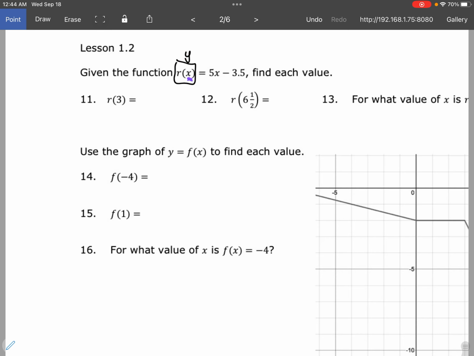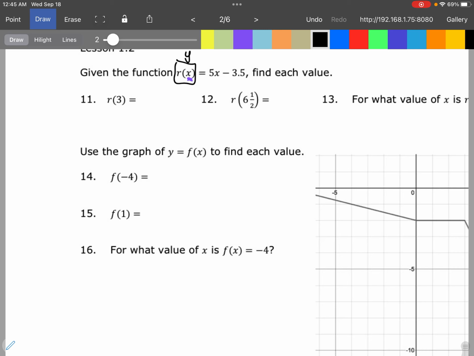This is all about east and west, north and south. X is east and west, y is up and down. You'll see once we get to the table here. But right here, let's start with number 11. For number 11, they want r of 3. Now, realistically, what is supposed to be in the parentheses? Exactly. X is supposed to be in the parentheses. So what they're doing is substituting x for 3. That's all they're doing.